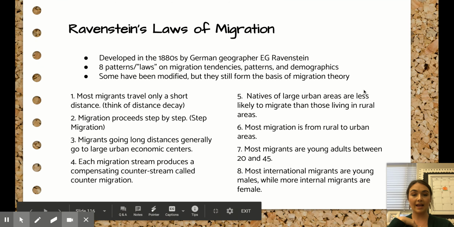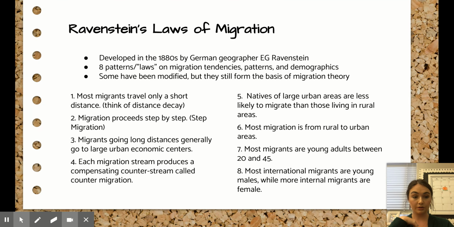So those are just 8 patterns that migration generally follows. So that should kind of frame your thinking when we're talking about migration. If I ask you, can you identify any migration patterns? This is where your brain should go. So go ahead and summarize these notes at the bottom of your page and move on to topic 11.